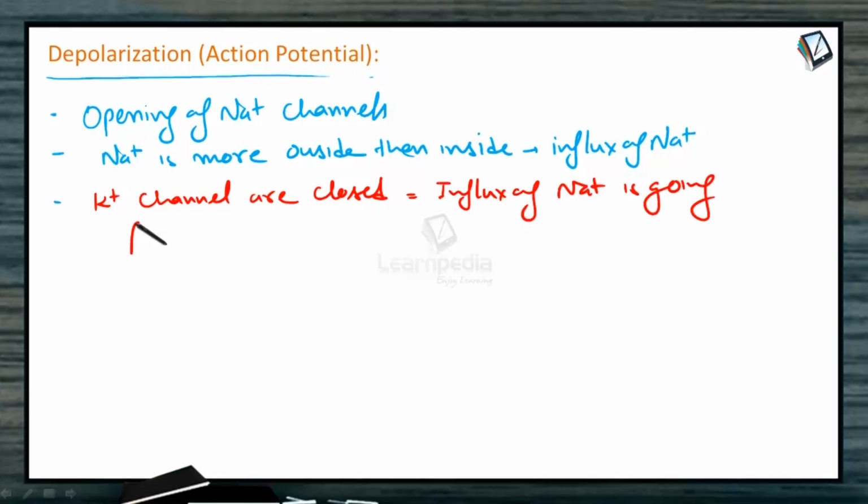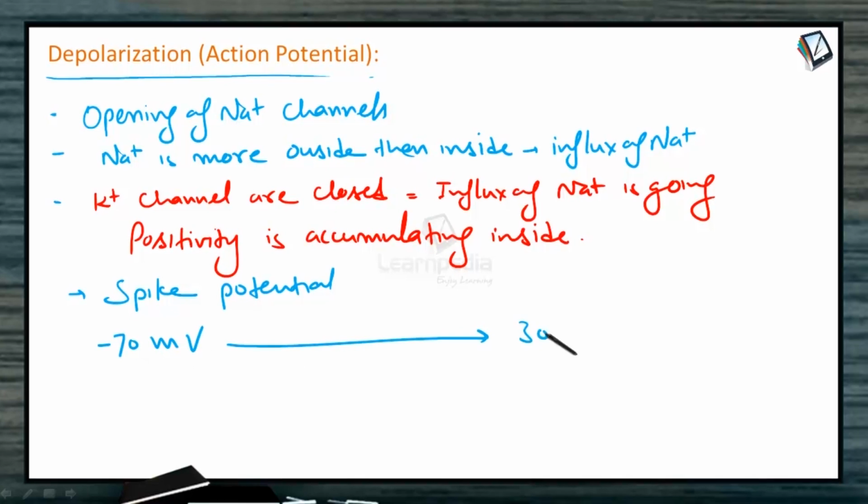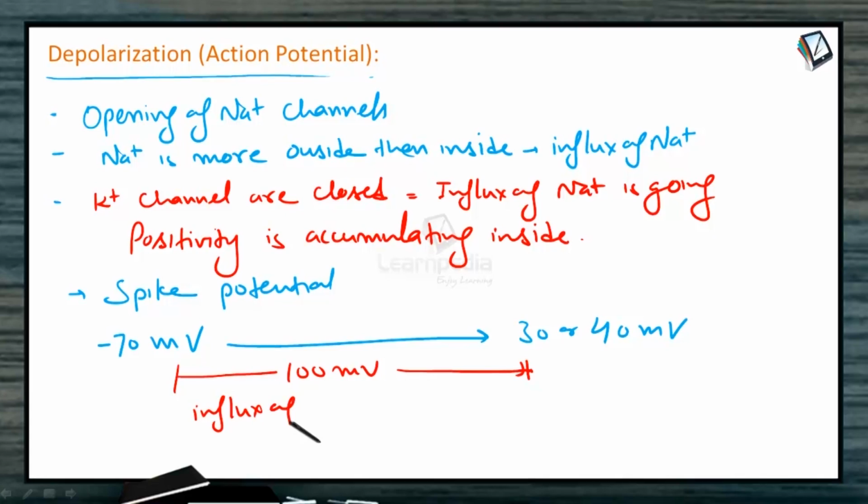So we can say positivity is accumulating inside, which results in spike potential, means potential from minus 70 millivolt reaches to 30 or 40 millivolt. You can observe the change from minus 70 to 30, around 100 millivolt. This is all because of influx of sodium.